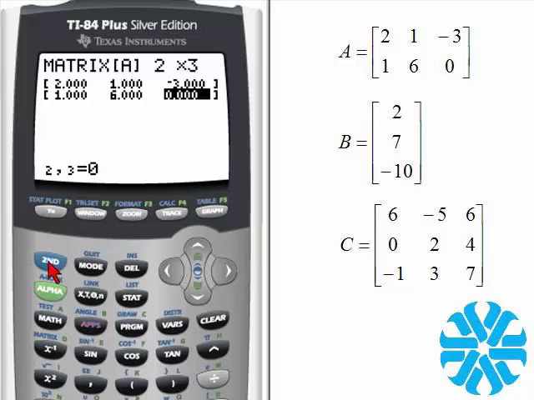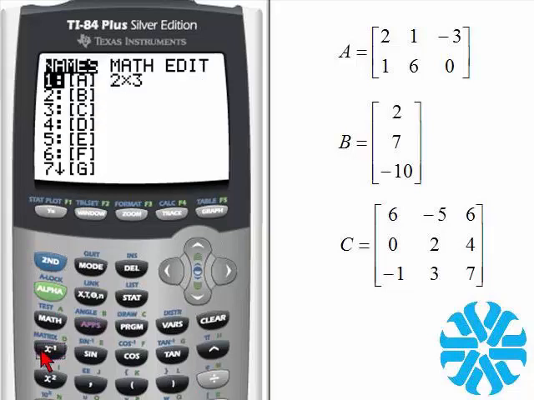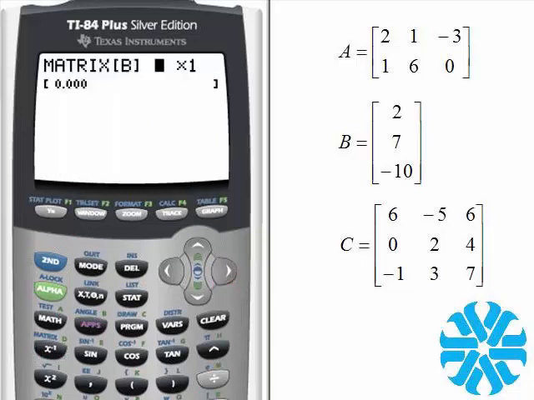Okay, let's go to second function matrix, and let's go to edit, number 2 for matrix B, and matrix B is a 3 by 1, 3 rows by 1 column. 1, enter, and let's input the values, 2, 7, and negative 10.